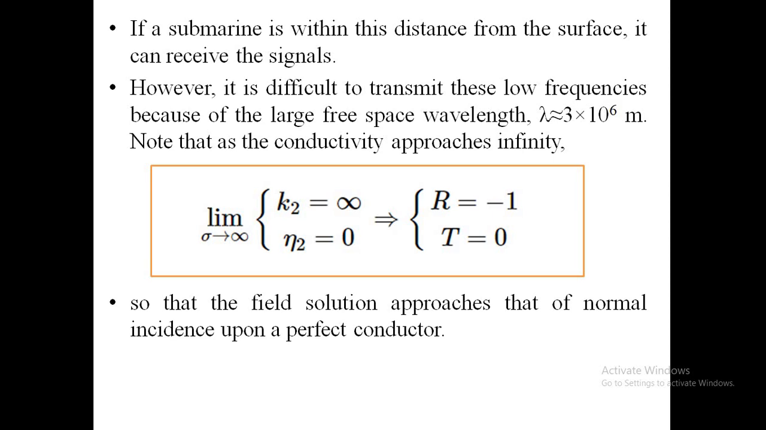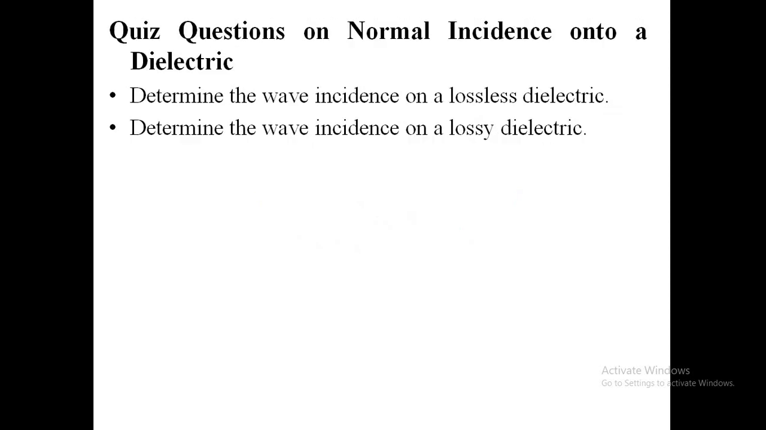However, it is difficult to transmit low frequency signals because of the large free space wavelength, that is lambda is increased to 3 into 10 to the power 6 meter, and also the conductivity approaches infinity. So that now in this case the field solution approaches the case of a wave being incident upon a perfect conductor.